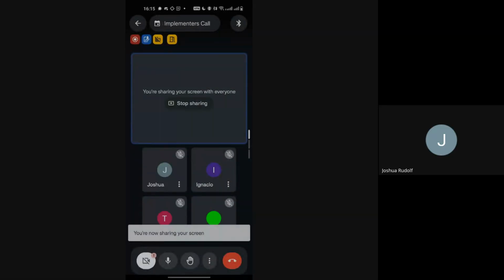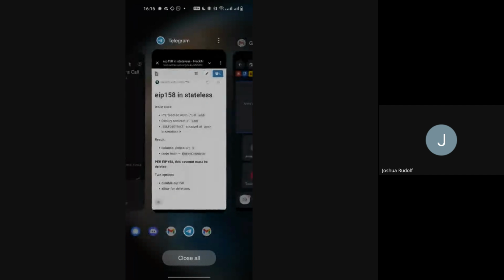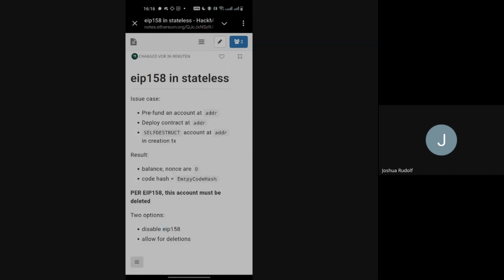Then next up on the agenda, there was a topic on EIP 158 and deletions. I think Guillaume. Yeah, I just realized I'm on mobile, so I'm not sure I can share my screen. Let me see if I can do this. Okay, granting a ton of permissions. I don't know if you guys can see it. Yes, we can. Okay, cool.